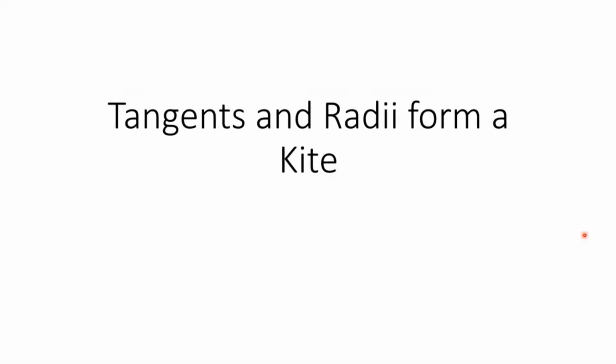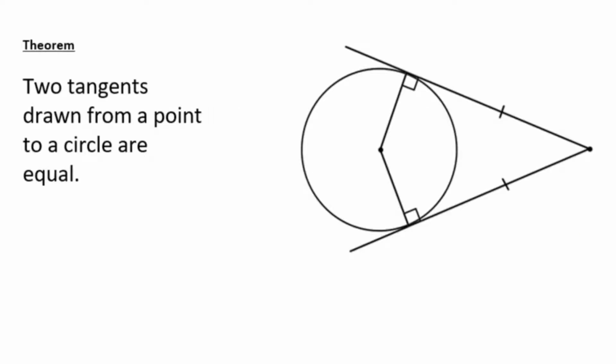In this video, I'm going to be talking about the circle theorem that concerns tangents and radii. Specifically, I'm talking about the theorem that says that two tangents drawn from a point to a circle are equal.